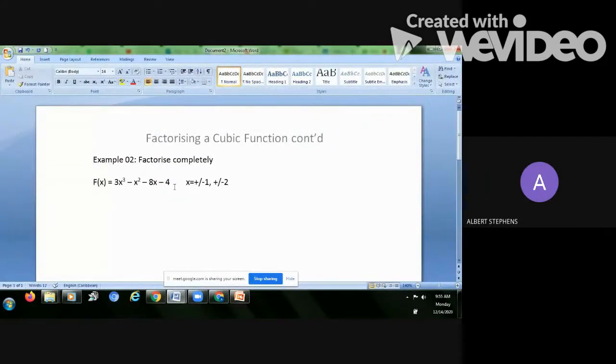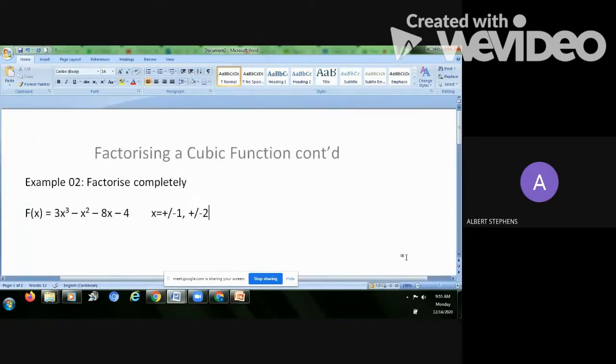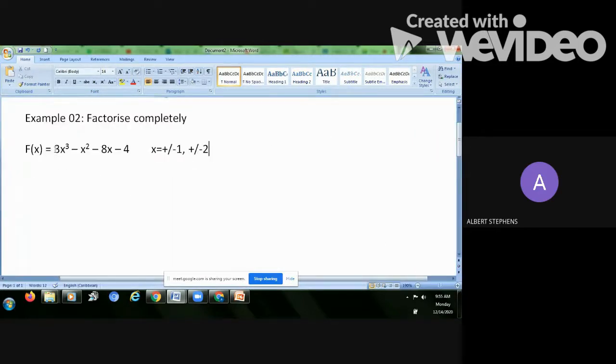So the first thing you're gonna do is to put x equal to 1 in this equation and find out if you get a 0. If you don't get a 0, you try x equals -1. If you don't get a 0, you try 2. If you don't get a 0, you try -2. Everybody follow?